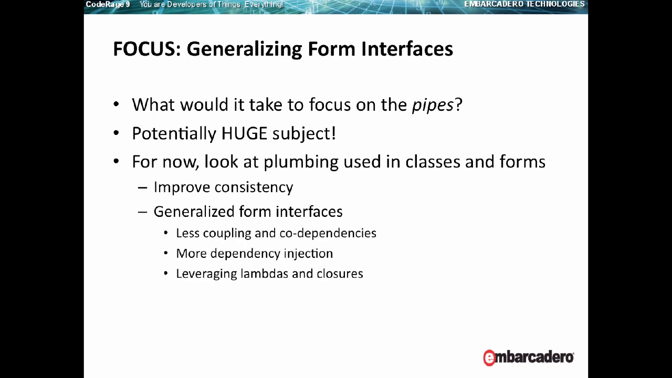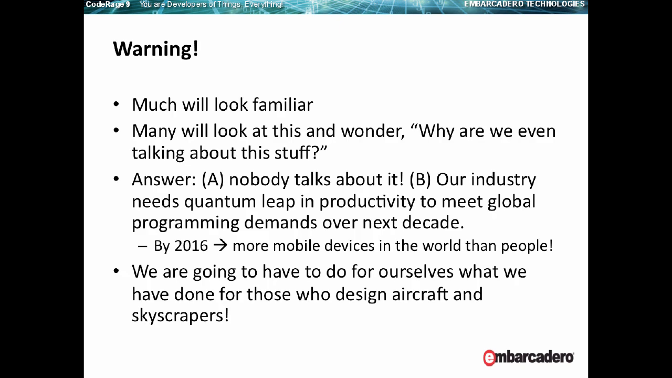So I'm really focusing on generalizing the form interfaces. And the question is, what would it take to focus on the pipes rather than the forms? Now, this is a potentially huge subject, and I'm really limited in time. So for now, we're going to look at the plumbing used in classes and forms. And what we're going to arrive at is hopefully improved consistency and some generalized form interfaces. And that's going to yield less coupling and codependencies, more dependency injection, and will actually leverage lambdas and closures.